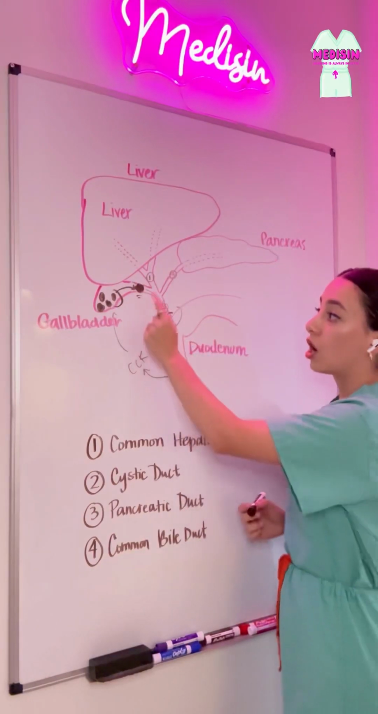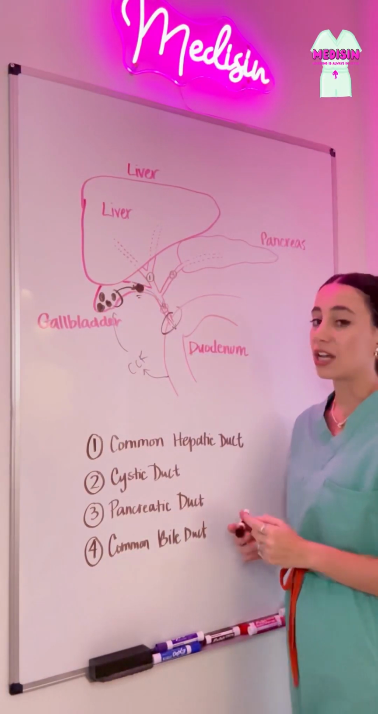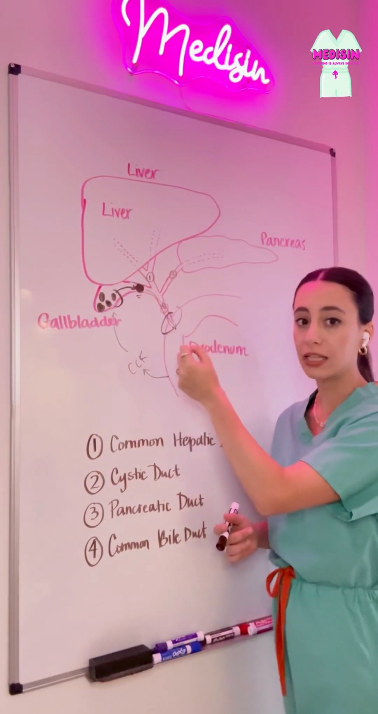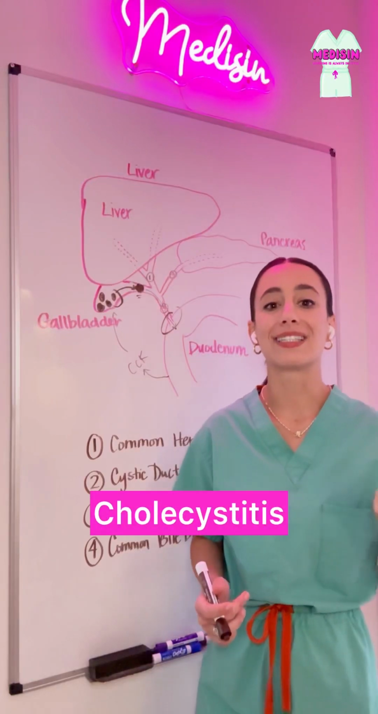Some people, however, have a stone that gets lodged within the cystic duct and will not leave. When this stone gets lodged in the duct permanently, we can have something known as cholecystitis.